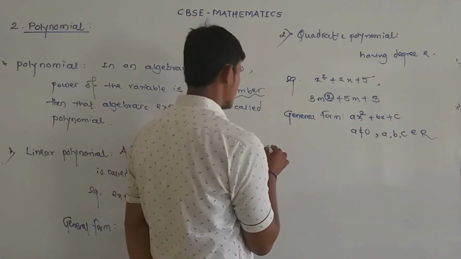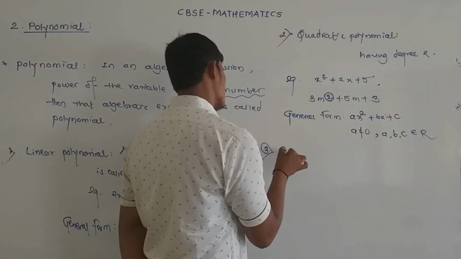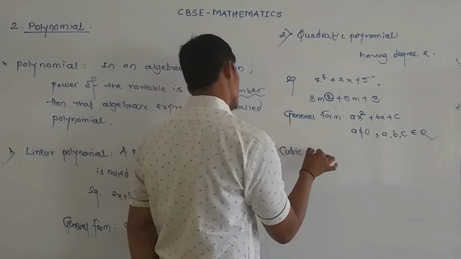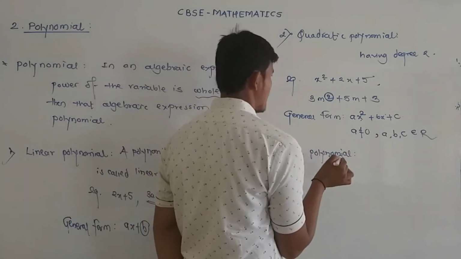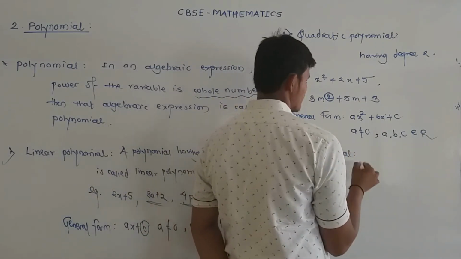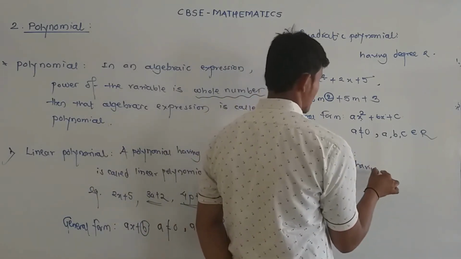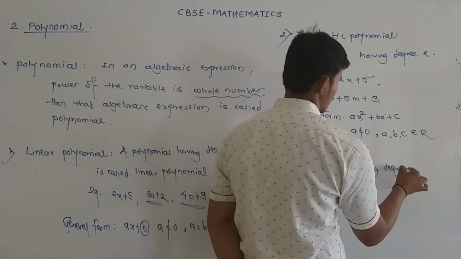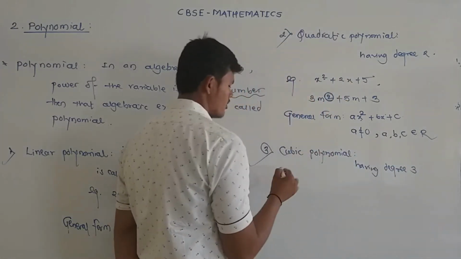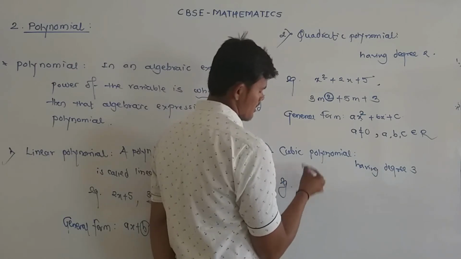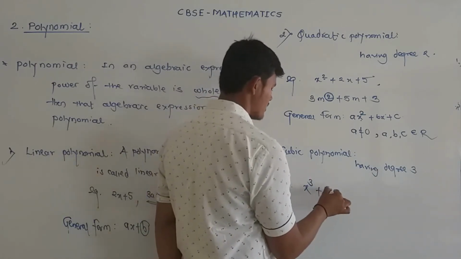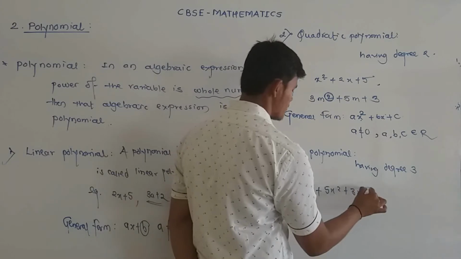Okay. Now third one, cubic polynomial. So cubic polynomial means what? A polynomial having maximum degree 3. Having degree 3 is called the cubic polynomial. For example, x cube plus 5x square plus 3x plus 9.